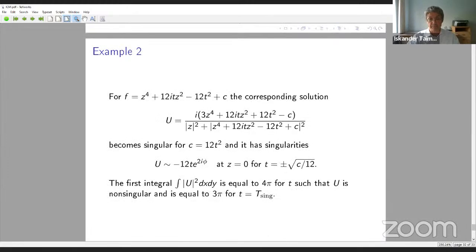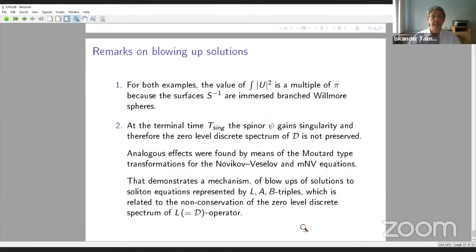It's very similar. What I would like to say is that in both examples, the value of the squared norm of the potential u is a multiple of pi. Why? It's because the surfaces S-1 are immersed branched Willmore spheres, and the Willmore functional for spheres is quantized. Its values are multiples of pi.